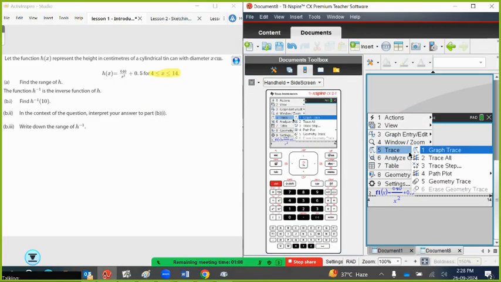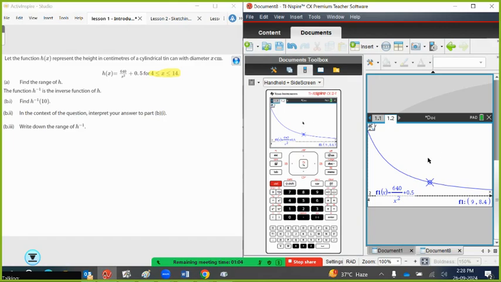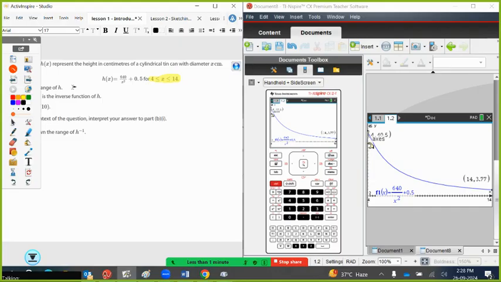So menu, trace graph. And we want 4, enter, enter. And we want 14, enter, enter. So the range, sorry, let me press escape. The range is going to go from 3.77 to 40.5. So in A, we want 3.77 is less than or equal to y, which is less than or equal to 40.5.